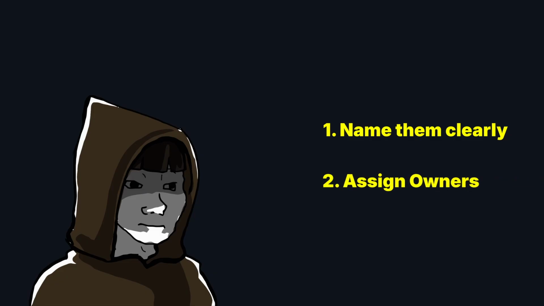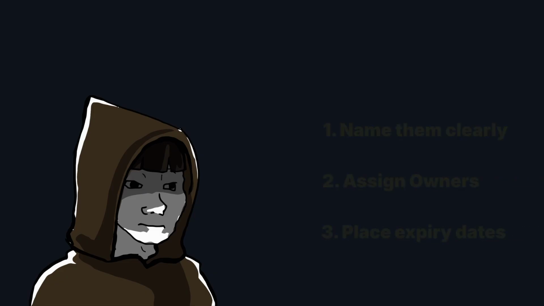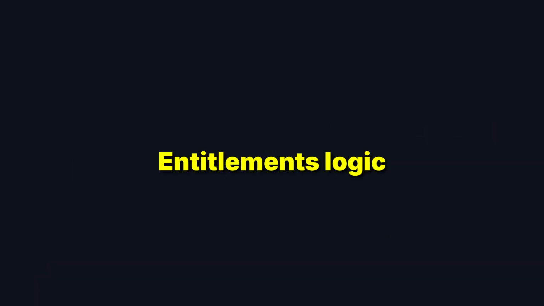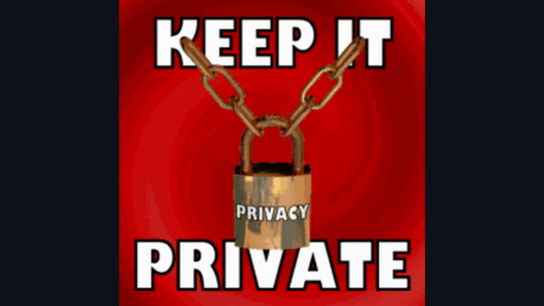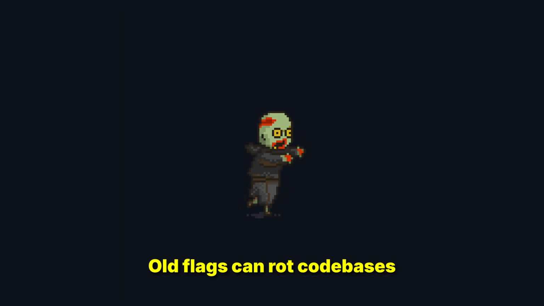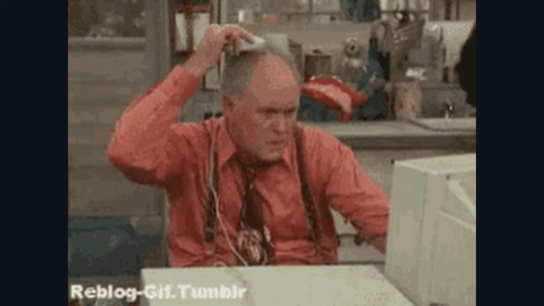Flags come with traps. Name them clearly, assign owners, and give them expiry dates. Don't mix billing or entitlements logic with experiments. That's how feature flags turn into feature nightmares. Respect user privacy. Don't send any private information to your flag service unless you really need to. And kill your dead flags. Old flags can rot codebases and slow development when used wrong.